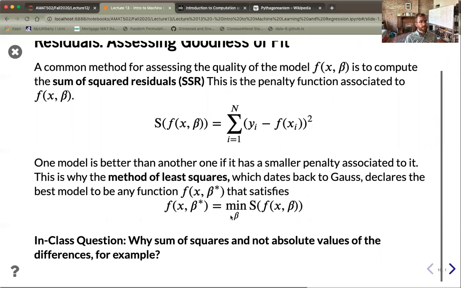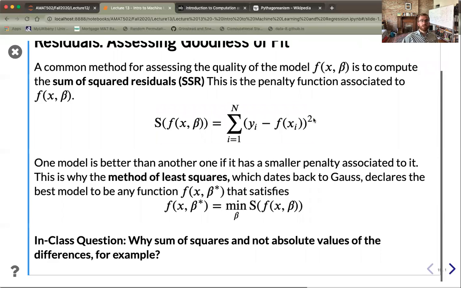So here's a quick question. Why would we use this sum of squares and say not the absolute values of the differences, for example? Lots of ways we can measure the difference between things. And why do we use a square instead of a cube, for example? I'll give you some time to think about that.